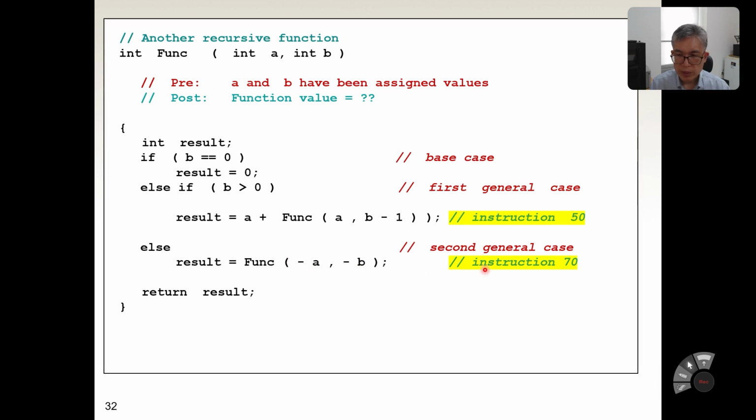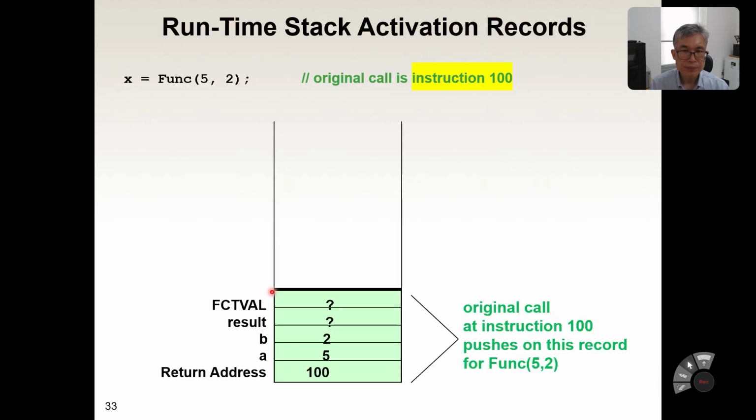Okay, so this location is instruction 7 in machine code, and then the result is returned. Here we take a look at the runtime stack activation record. This is client code X, assigned the value of the function call func(5, 2). 5 is parameter A, 2 is parameter B, right?